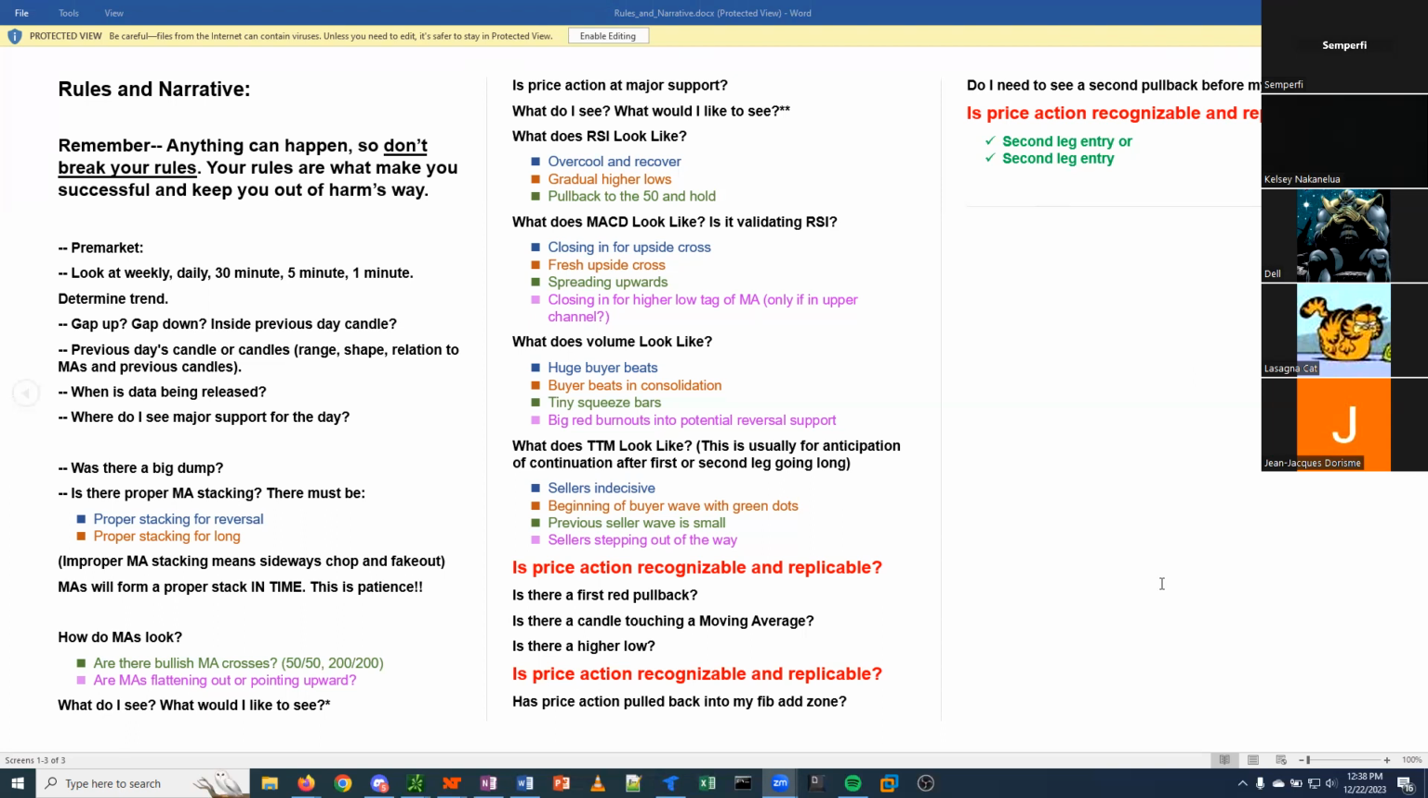And then in the third column, it's the last little bit of confirmation, and it shows my entry. Well, that's funny. It says second leg entry or second leg entry. It should say first leg entry or second leg entry. Anyway, that was a ramble, but I really wanted to explain this. So there you go.